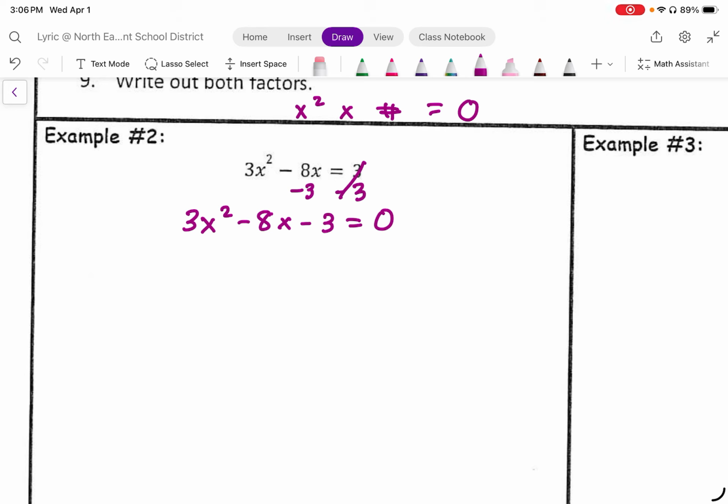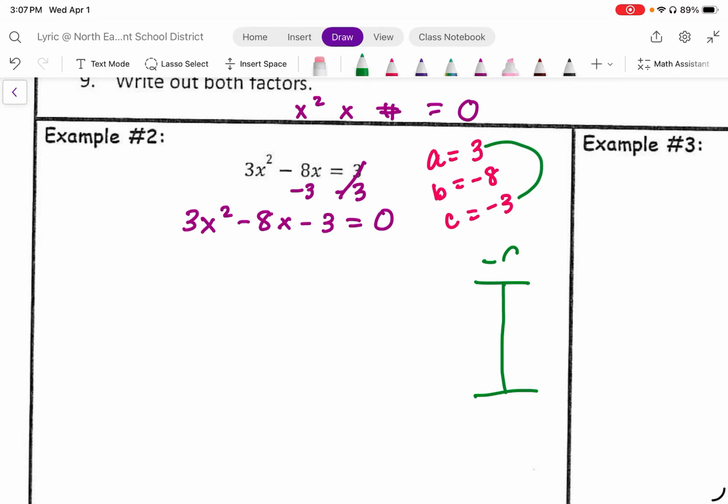So let's go ahead and label A, B, and C. A is 3, B is -8, and C is -3. Now we start our t-chart. A times C goes at the top, which is 3 times -3. That gets us -9. B, -8, goes at the bottom.